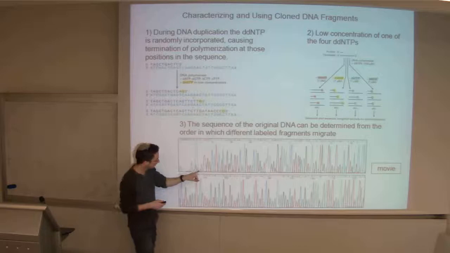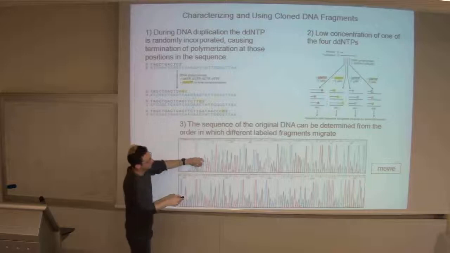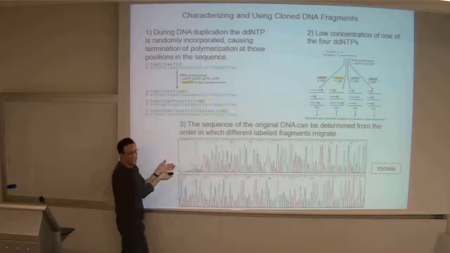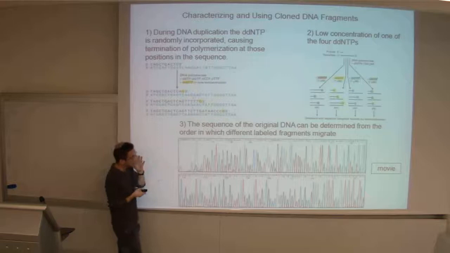And it has to be that in each position you will have just a single peak. Each color here denotes the color for each of the nucleotides. So because in each position we either have A, T, or G, and so on, in each position you will have just a single peak. And when you read these peaks from beginning to end, this is actually the sequence of the DNA that was cloned.